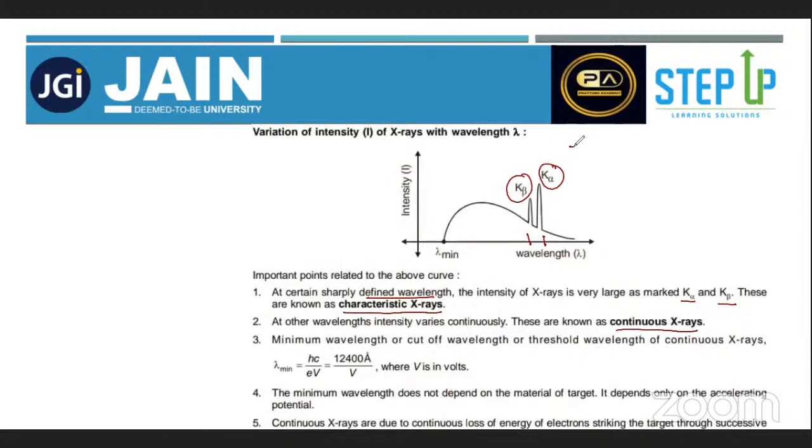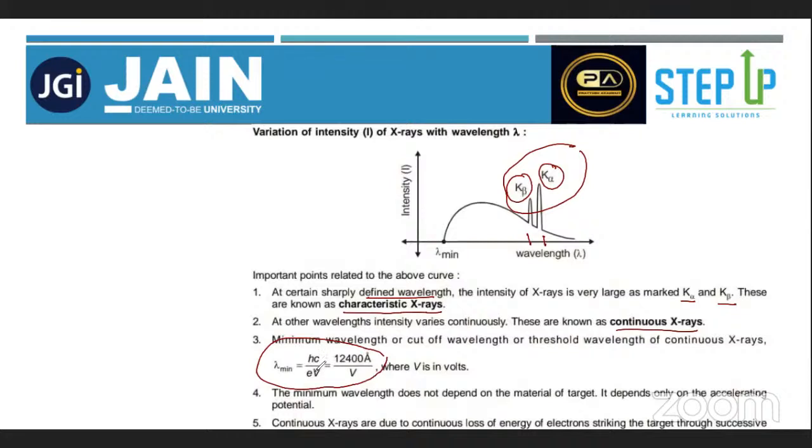So there are 2 points where you have a high peak, you can see variation, and that is known as characteristic X-ray. And where there is no variation, it is continuous. So we say it is continuous X-ray. The minimum wavelength, or the cutoff wavelength, or threshold wavelength for a continuous X-ray, this is what that is. This also will be used when we are solving the numericals.